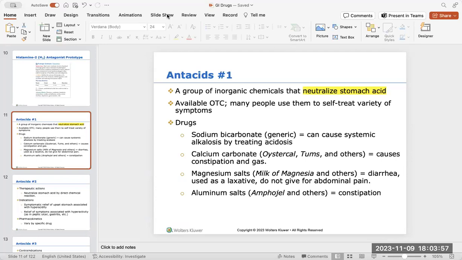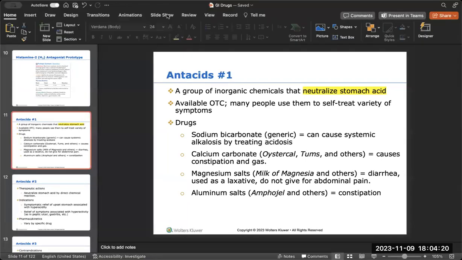Calcium carbonate is another form of an antacid, also called Tums, right? And anything calcium related can cause constipation, okay? So you can remember CC, calcium carbonate, can cause constipation, but it's an antacid. It neutralizes stomach acid. Magnesium salts, like milk of magnesia, they are also an antacid, but they can cause diarrhea. So they're usually used as a laxative, but we don't want to give it to someone who has abdominal pain. And ammonium salts are another antacid, or they neutralize stomach acid, but an adverse effect is that they can cause constipation. So these are the main 4 types and what they can cause as a result of giving them.